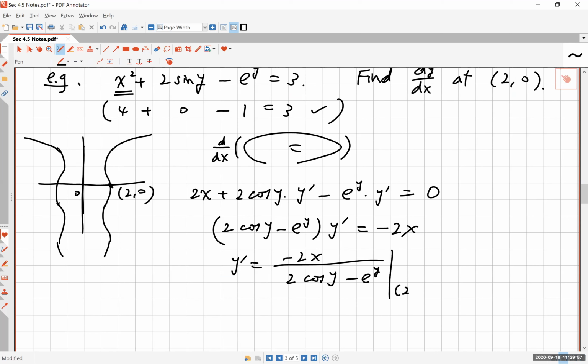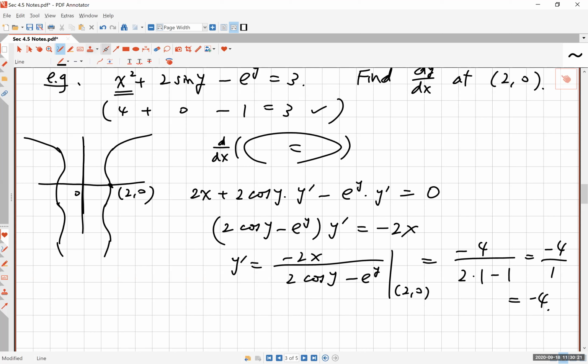You evaluate this at (2, 0). The answer is negative 4. I hope you don't get 0 in the denominator. Well, actually, if you get the 0 in the denominator, that means it's a vertical line. The slope is undefined, infinite. This is 2 times cosine of 0, that's 1, minus e to the 0th, which is 1. All right, so this is negative 4 divided by 1, and that's negative 4.